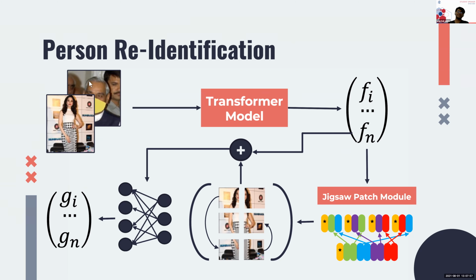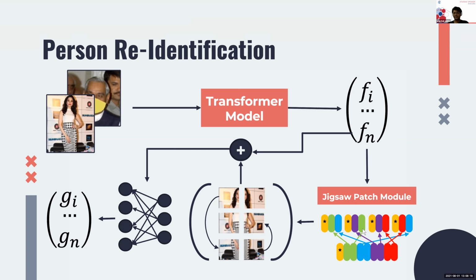We have a set of images here, which are passed through the transformer model, and then through the self-attention layer in the transformer model to give a set of embeddings. These are indicated by the vector here, and Fi and Fn indicate the ith and nth embedding. Next, we pass it on to this very interesting module called the jigsaw patch module, implemented by the works of Hay et al.